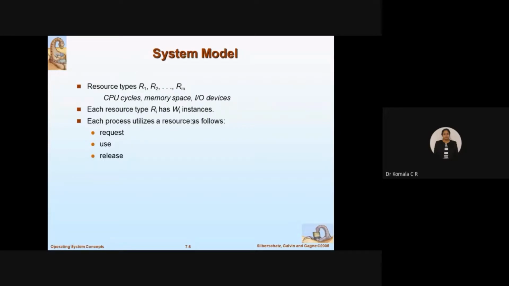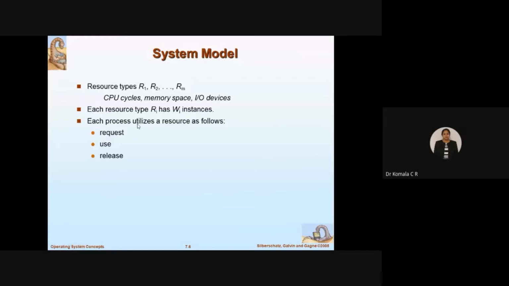I call the number of instances of each resource to be utilized by the processes Wi, where i can be 1, 2, 3, and so on. In the same way, Ri has Wi instances, and Wi can again be 1, 2, 3, and so on. Based on the requirement, we go for different resources, different processes, and different numbers of instances used by different processes. You will understand this clearly when I explain with an example along with a diagram.